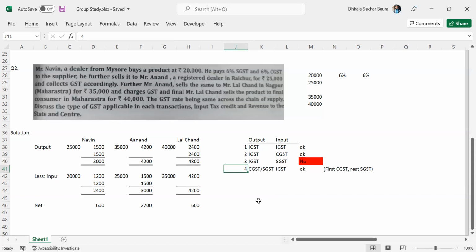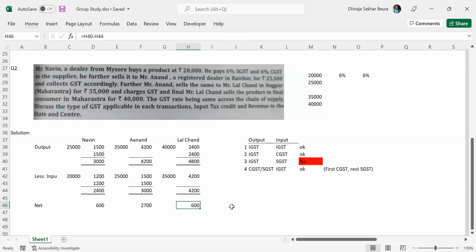Okay. Now that we know what is the category, what is the input liability, what is the output liability, tell me the balance is 600. Simply deduct 4200 from 4800, that is 600. Tell me this 600 is CGST, SGST or IGST.